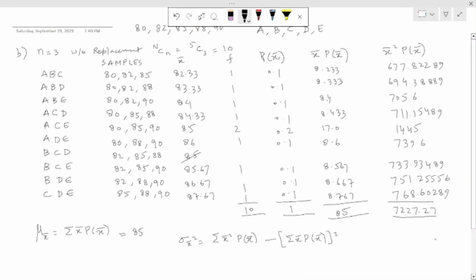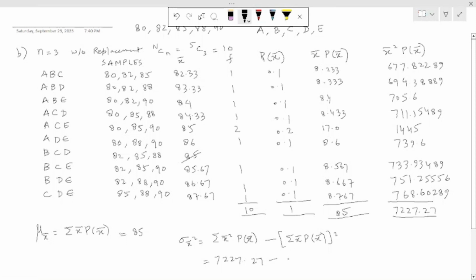Now this is what you can see as a sum of the column for the first term of the variance formula. Here it is. And these are the answers we get when we multiply each value of x squared times its associated probability. So these are the values that we will be getting, and these values will give us a sum of 7227.27.